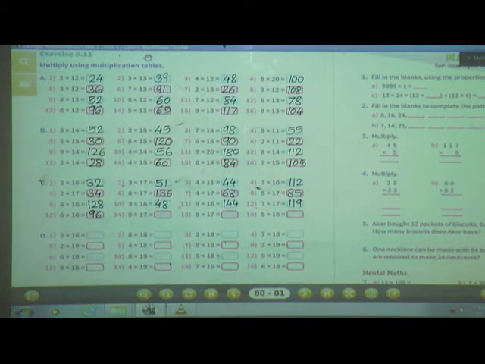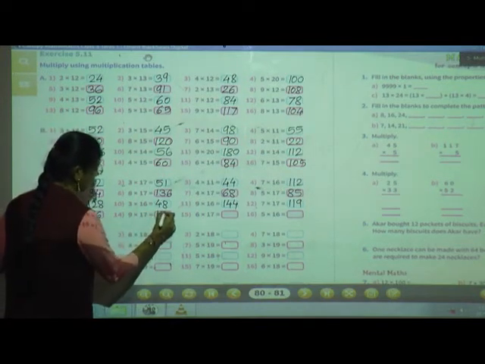Then what is the next? 9 into 17. 17 9s are, say the table of 17 and write the answer. Afterwards you check your answer from the board. I will write later on. 17 9s are, yes, 153. Correct.